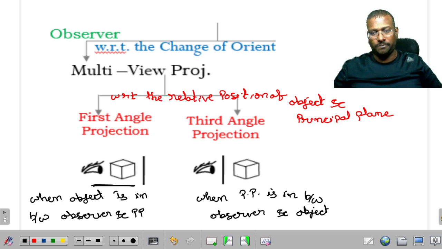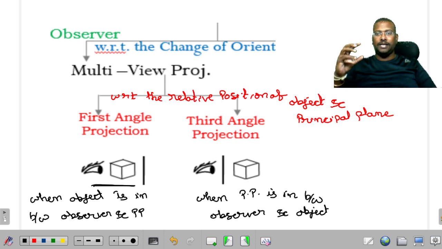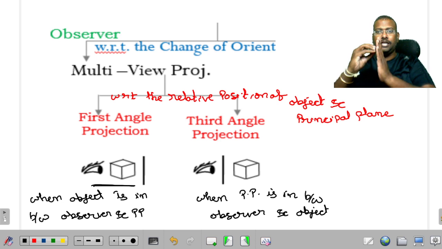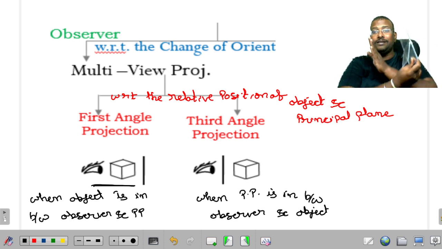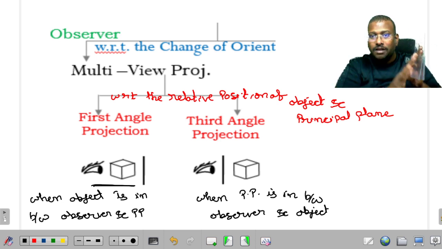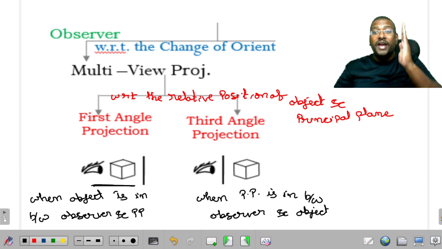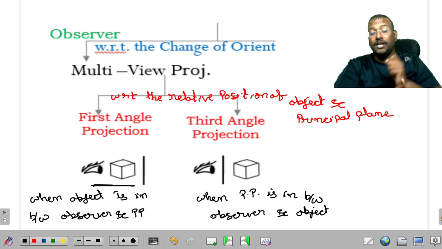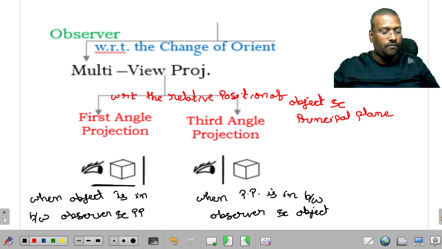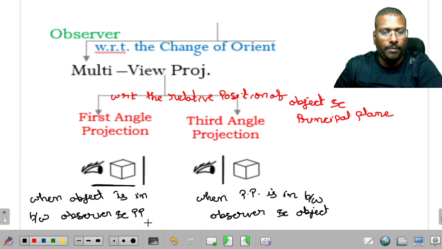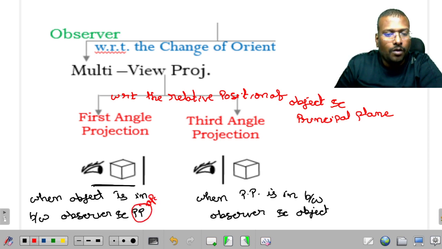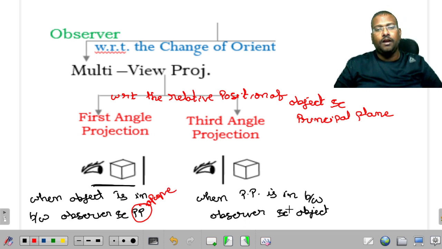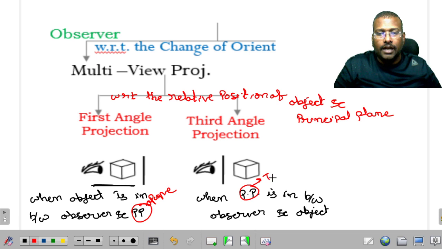So if you observe, sir, in a cinema theater, this is the projector, this is the negative, and if the principal plane is glass, can you get the shadow there? No, sir. It should be opaque in nature. It should not let the rays pass outside. In first angle projection, this point is also important: the principal plane should be opaque in nature, whereas in third angle projection, the principal plane should be transparent.